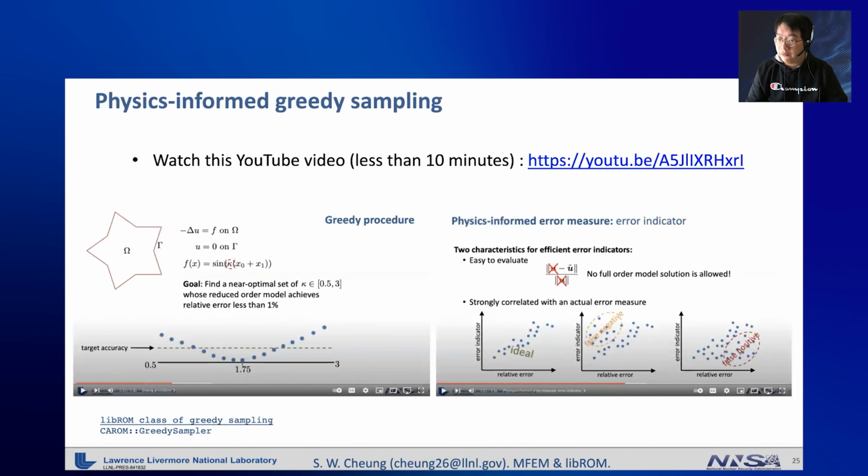Then we run into a familiar question. So how do we choose these training parameters? We can choose among the Latin hypercube sampling, the orthogonal sampling, random sampling, or the more efficient physics-informed greedy sampling. So it is explained in this short YouTube video on our libROM webpage. It is less than 10 minutes, but it's very informative.